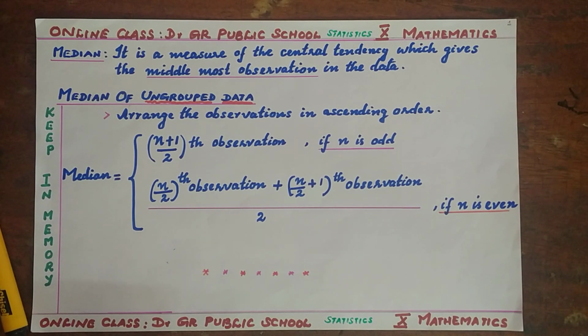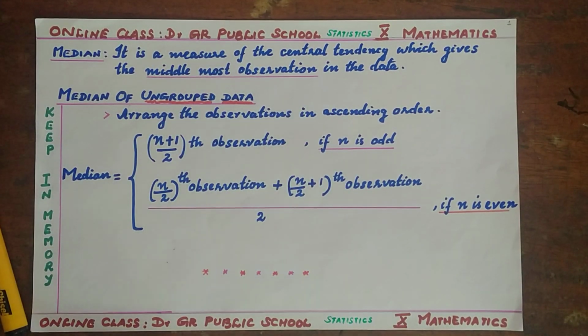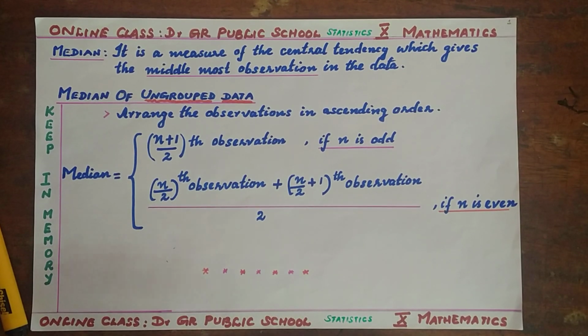Already in class 9 you studied. Median is the measure of central tendency which gives the middlemost observation in the data, arranging the data in ascending order or descending order. But usually we arrange the data in ascending order and take the middle value. Last year you studied that. And if two observations come in the middle, you need to take the average of the two.